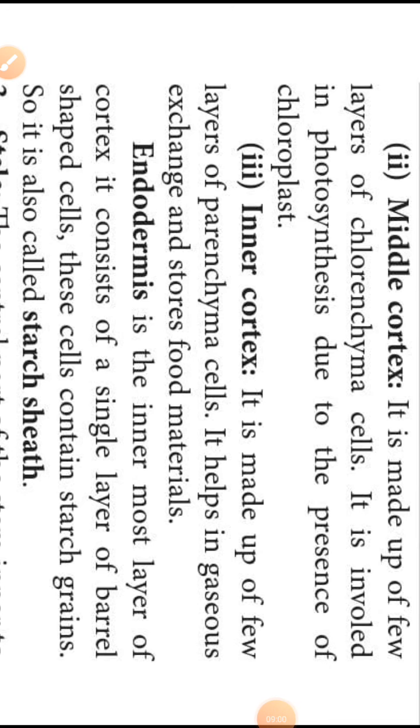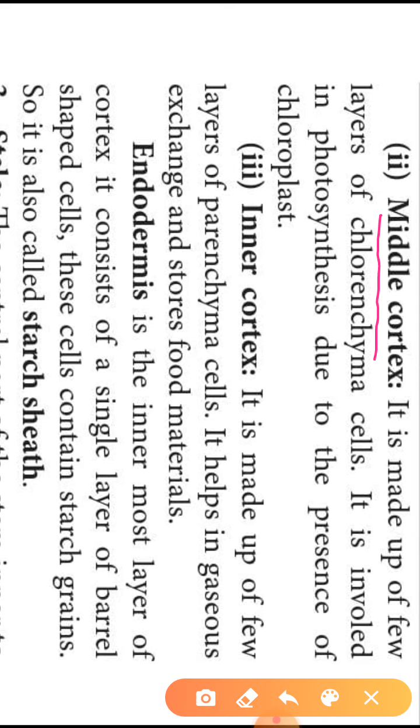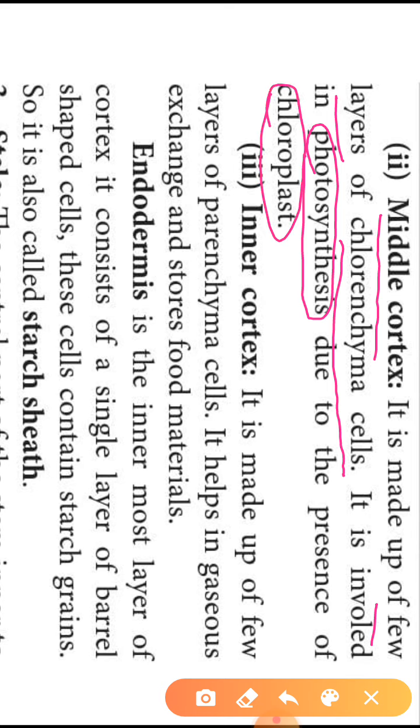Middle cortex. It is made up of few layers of chlorenchyma cells. It is involved in photosynthesis due to the presence of chloroplast. It takes part in photosynthesis because it contains chloroplast. Okay.